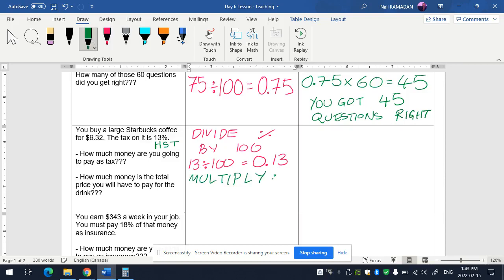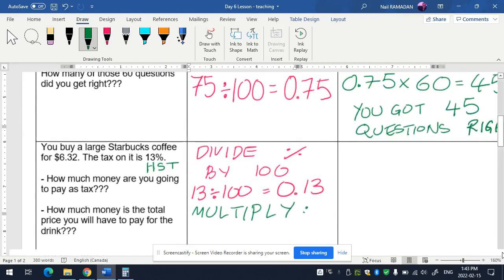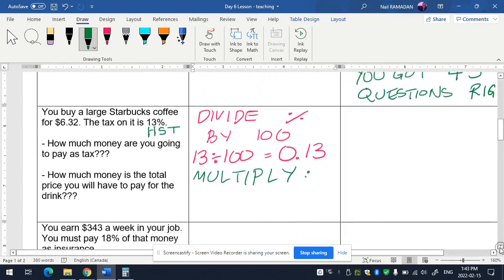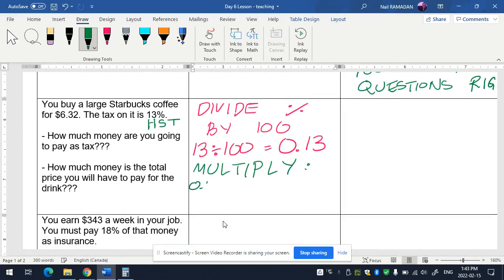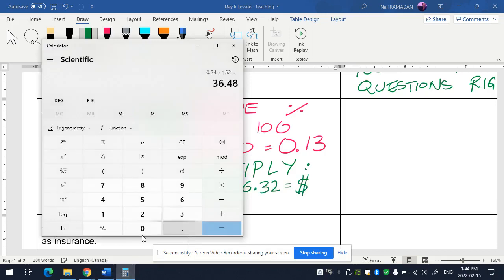So we get, let me zoom in so you can see bigger. There we go. 0.13 times, and I'm going to put the dollar sign so you know my final answer is actually money. All right, how much are we talking about? Well, let's see. 0.13 times 6.32. Okay.